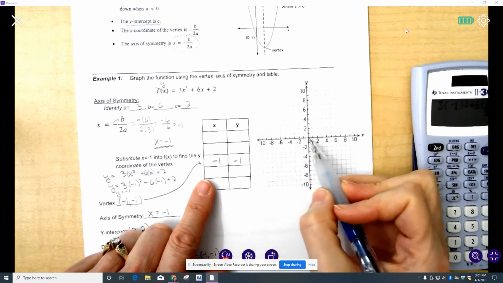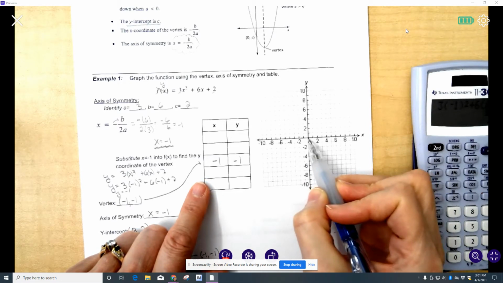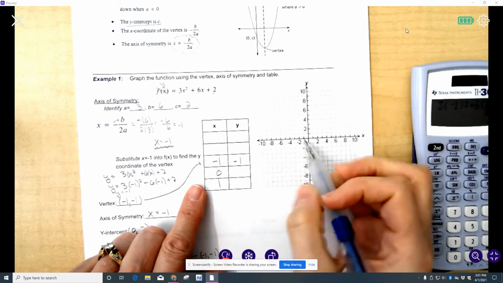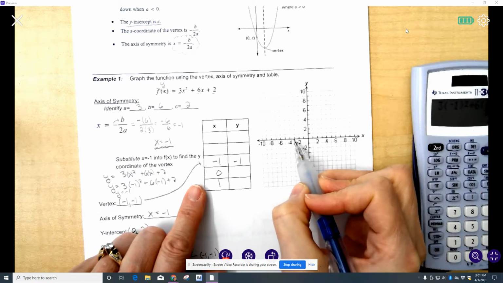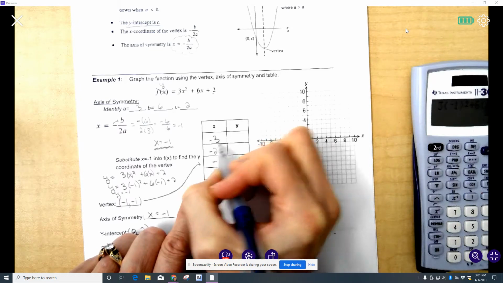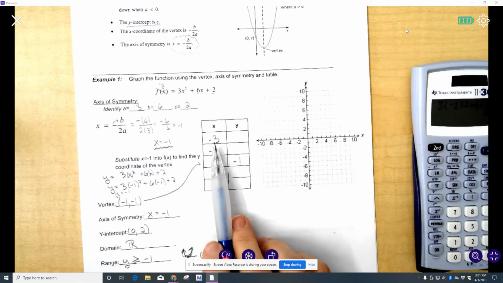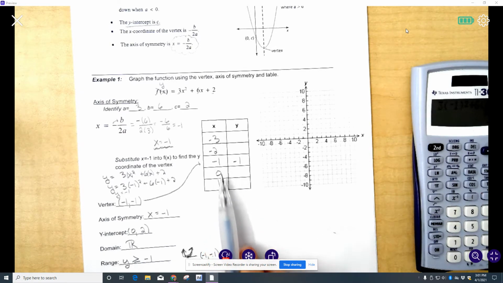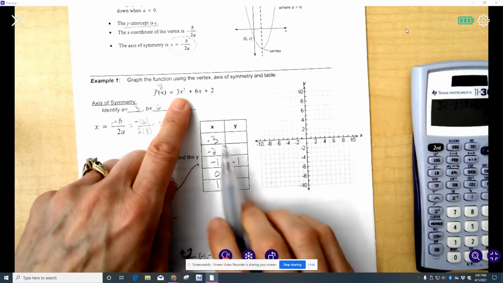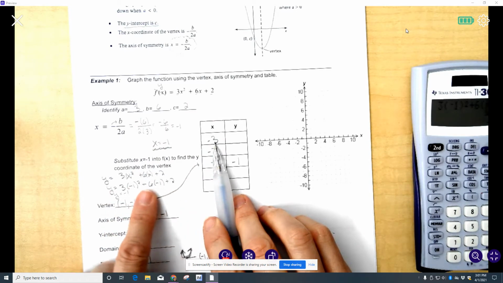So here I am at -1. I want to choose the two x's to the right of -1, which would be 0 and +1, and two x's to the left of -1, which would be -2 and -3. Okay, so now I need to figure out these y values that go with x equals -3, -2, 0, and 1.